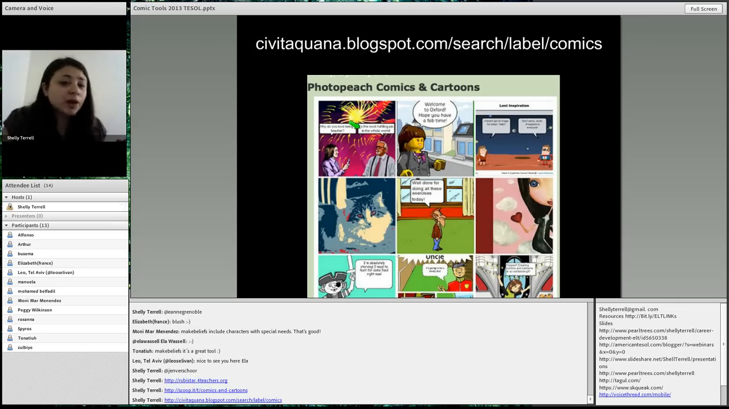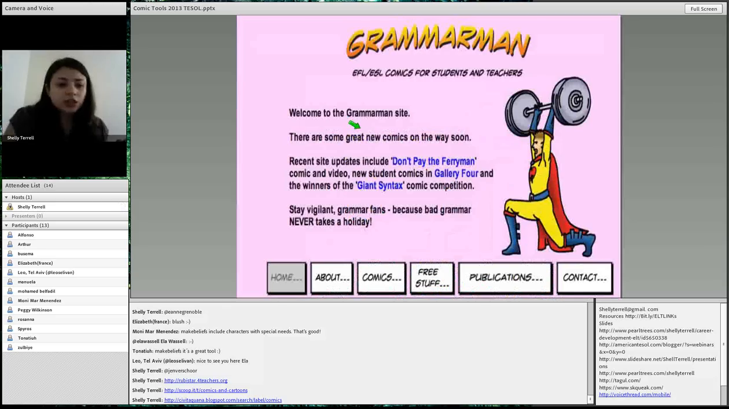Here she's combining tools. She uses comics and cartoons with PhotoPeach, which is a free slide sharing, multimedia tool. This is a wonderful site. I shared it in the very first webinar I did a year ago on comics, and I'll give you the recording of that particular one as well.